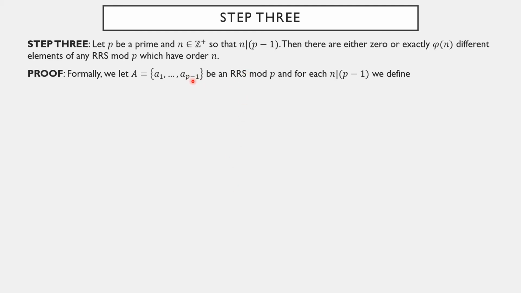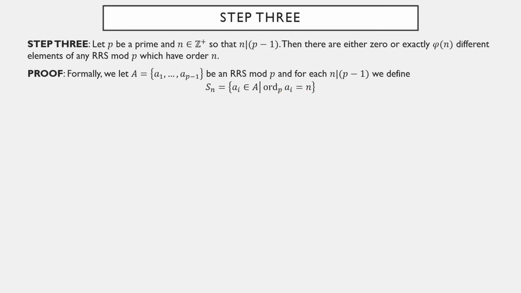Exactly phi of p, aka p minus 1. Now the order of something has to be a factor of phi of p. So n is going to represent everything that could possibly be an order of an element. I define the set S sub n to be things in the reduced residue system whose order is exactly n.